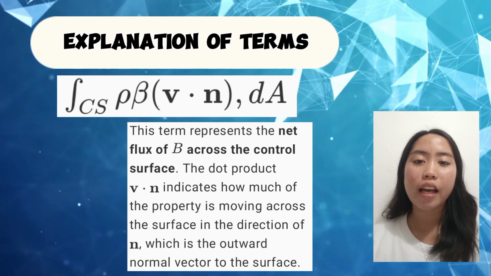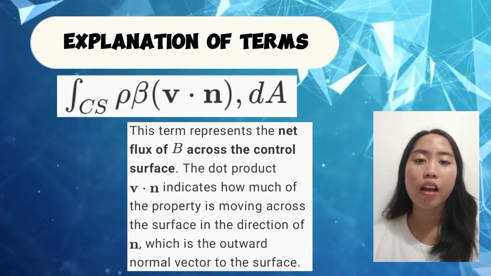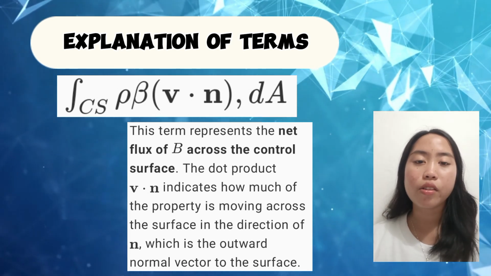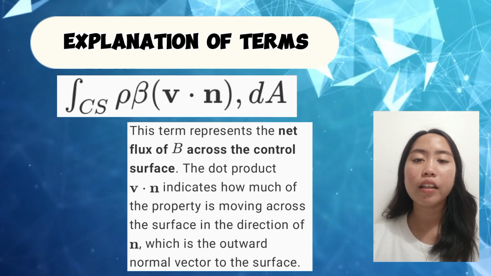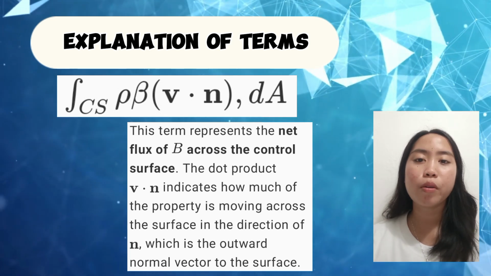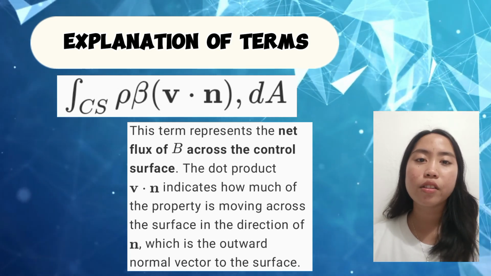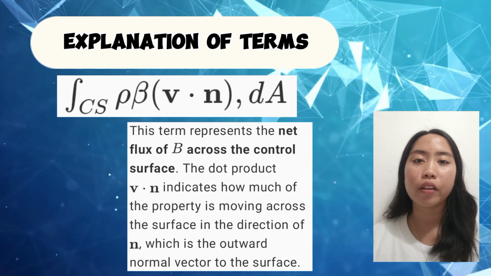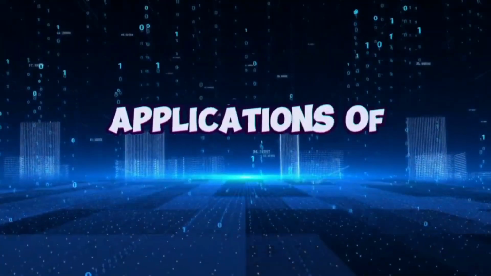The second term on the right side represents the net flux of the property across the control surface. The dot product indicates how much of the property is moving across the surface in the direction of n, which is the outward normal vector to the surface.